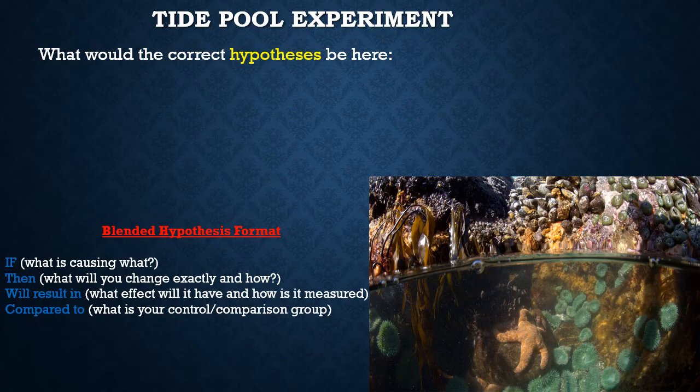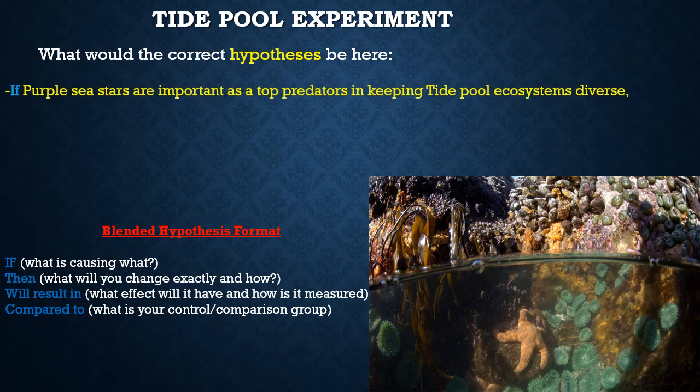So what would Professor Payne's hypothesis for this experiment look like? Again, we are going to be using the blended hypothesis format. If, then, will result in, and compared to. So if, what is causing what; then, what will you change exactly and how? This will result in what effect will it have and how's it going to be measured; and compared to what, your control or comparison group. So with that in mind, this is how I propose that it be written.